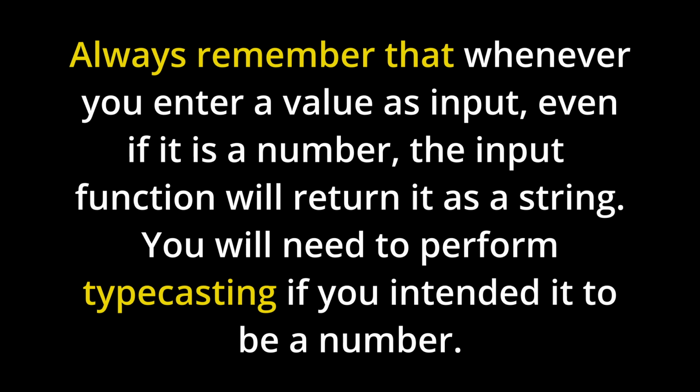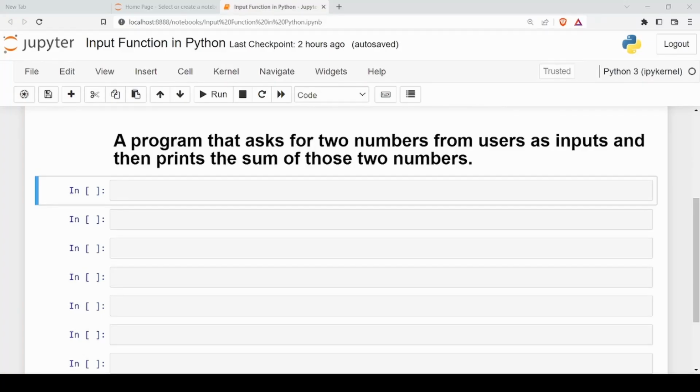When dealing with Python input function, always remember that whenever you enter a value as input, even if it's a number, the input function will return it as a string. You will need to perform typecasting if you intended it to be a number. To drive this point home, let us write a program that asks for two numbers from users as inputs and then returns the sum of those two numbers.